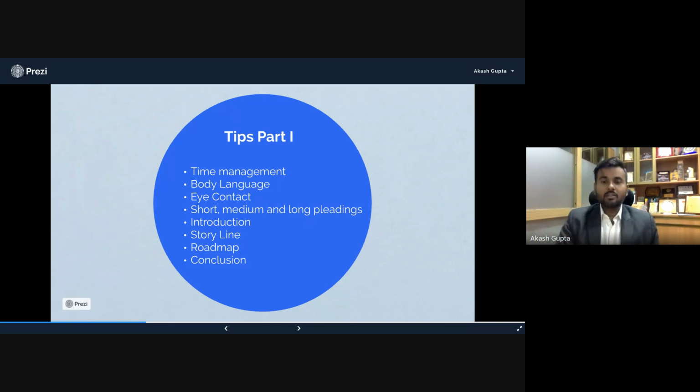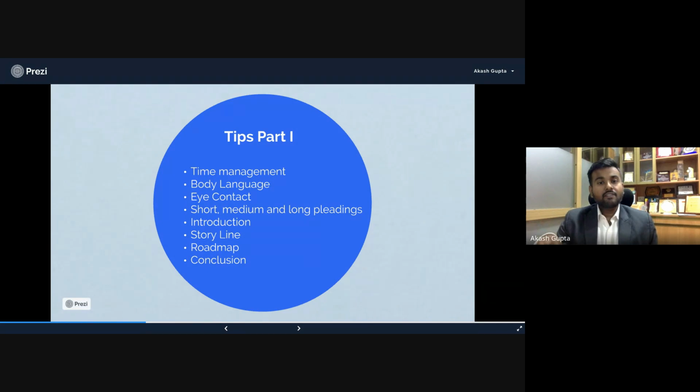The same thing also applies when you get a judge who is asking too many questions. Then you have to switch your gear to the shorter pleading. When I say the shorter pleading, it should be, let's say, out of 14 minutes, a pleading of 4 to 5 minutes. Let's say you get a judge who is asking some questions but giving you room to also argue. Then you should go with the medium pleadings, which is more like 8, 9 minutes.